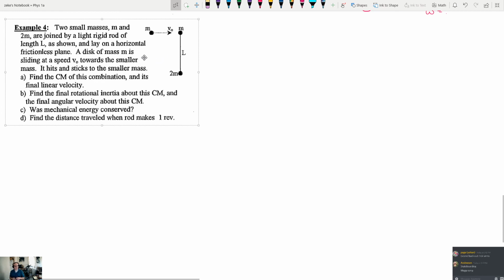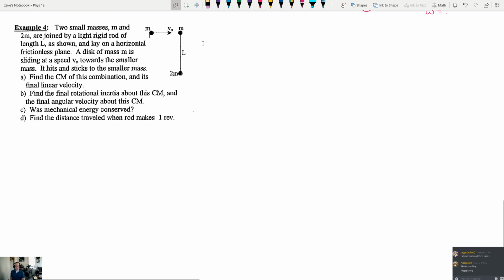Now, I don't have a good demo of what this looks like, but the idea would be, I have this pen right here sitting on this table. Something comes along and hits one edge of it and then sticks to it, and then the whole system starts to rotate. Like something comes along here, sticks to the end of this, and then the whole system starts to rotate.